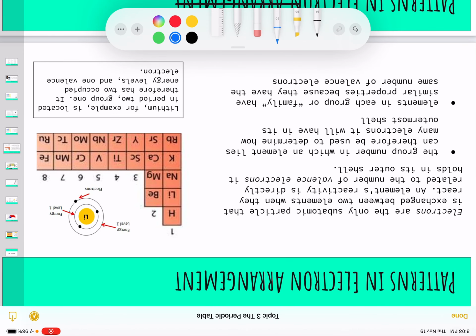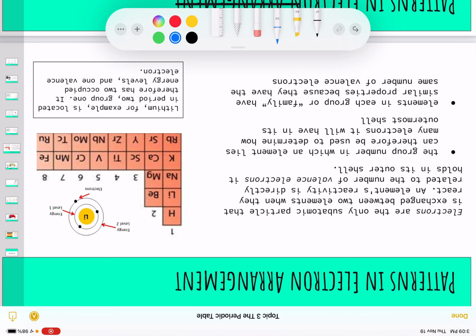Patterns in electron arrangement. Electrons are the only subatomic particle that is exchanged between 2 elements when they react. An element's reactivity is directly related to the number of valence electrons it holds in its outer shell. So, like I said, the most stable, coolest kids on the periodic table are the noble gases, and everyone else either gains or loses electrons to be like them.